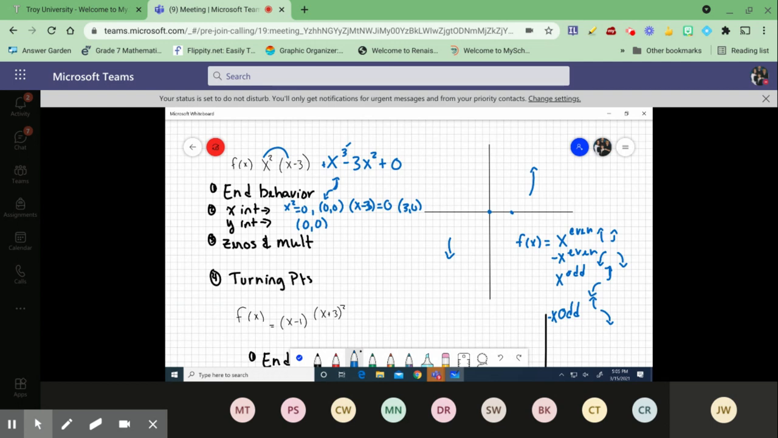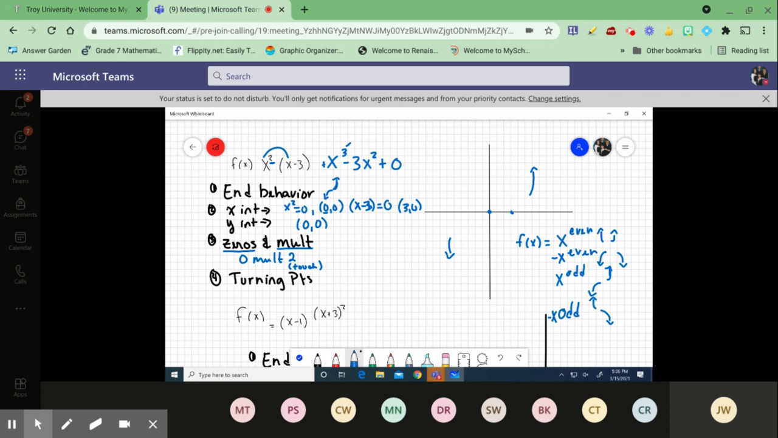So my zeros are the same thing as the x-intercept, but I got to talk about that multiplicity. Remember, if you have an exponent on there that's even, you're touching. But if you have an exponent on there that's odd, you're going to cross. So my zeros are going to be 0 with a multiplicity of 2. So that means that I'm going to touch the x-axis at 0.